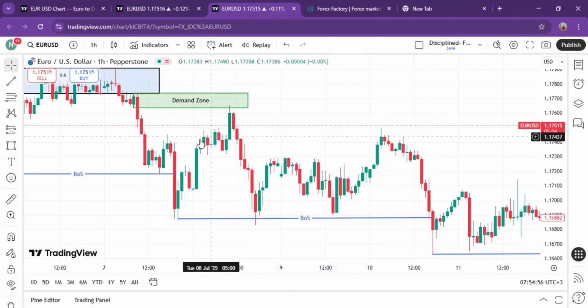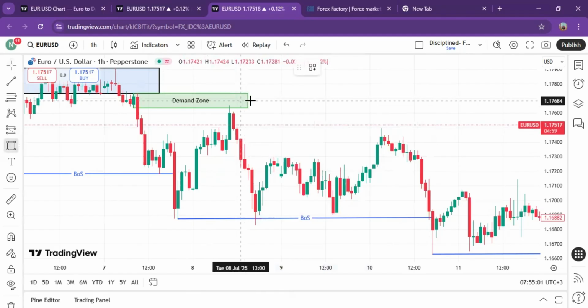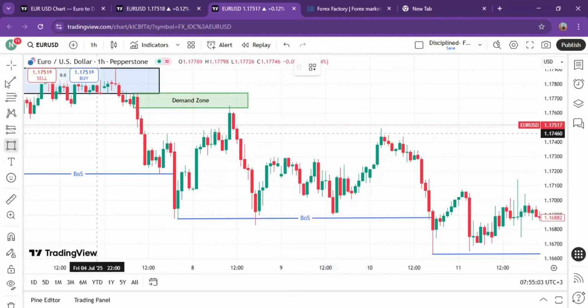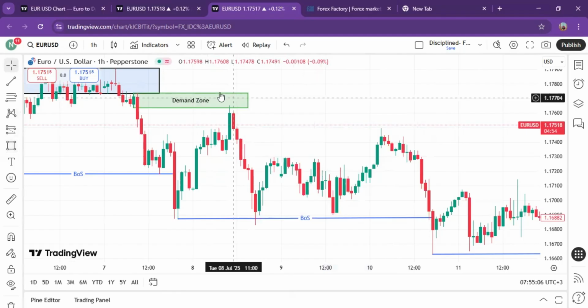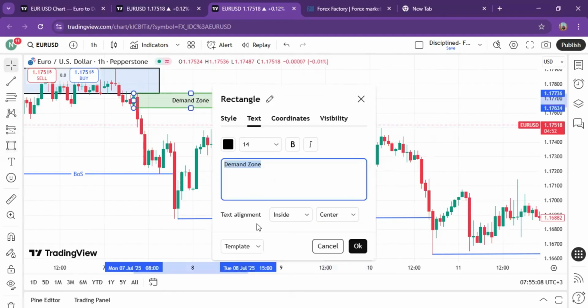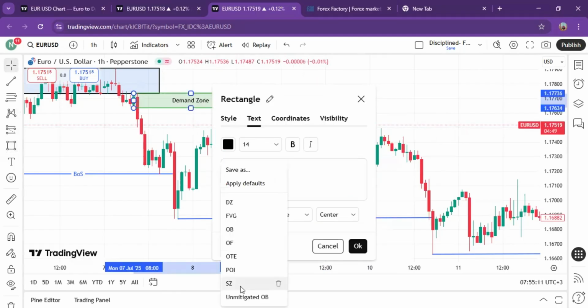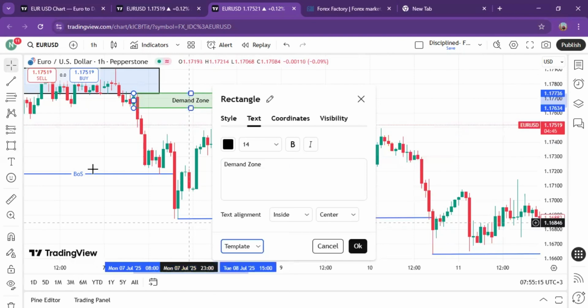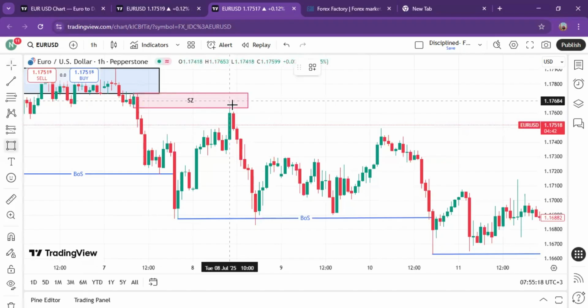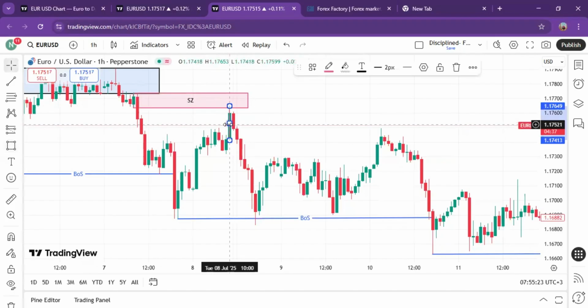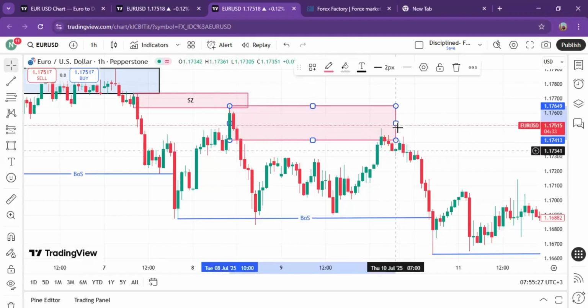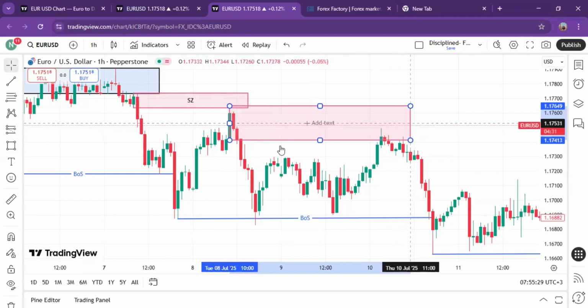The next thing, on this you can mark your supply zone. Oh, sorry, I marked a demand zone at this point instead of a supply zone. I'm really sorry. So this is your supply zone. You can see that this candlestick resulted in the selling pressure in the market. So you can mark it as your supply zone.